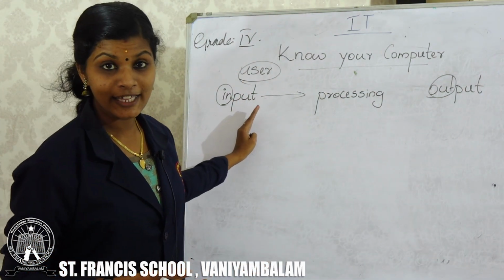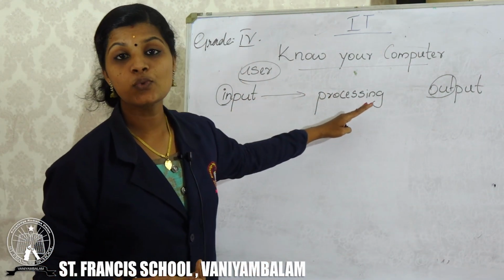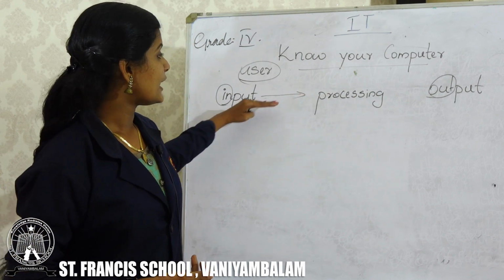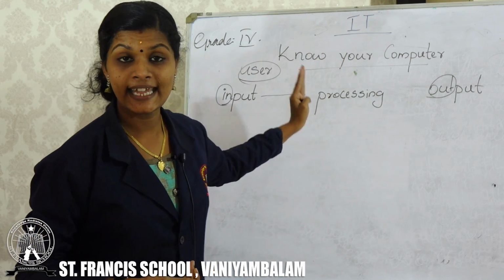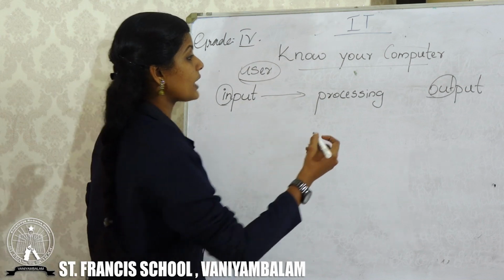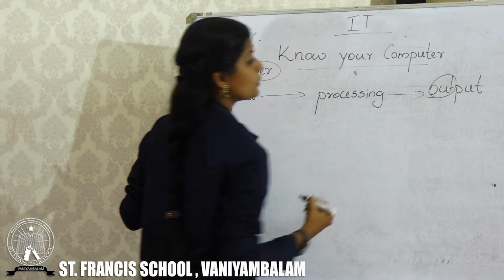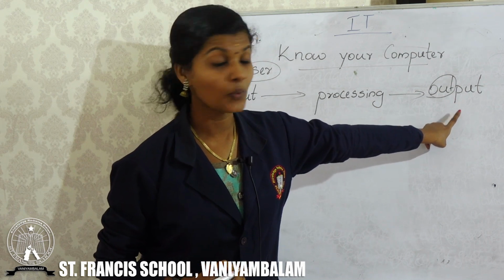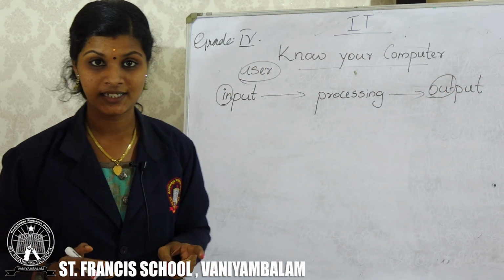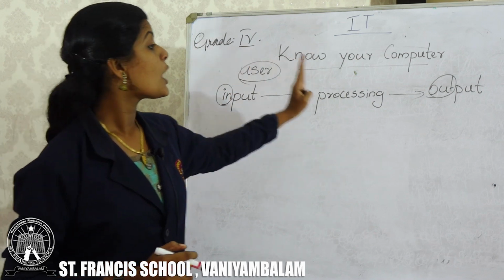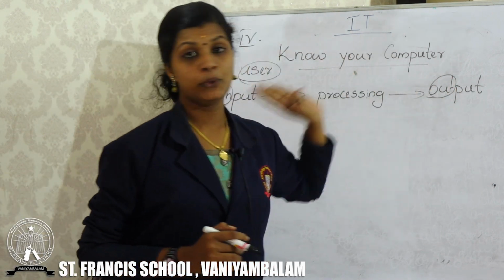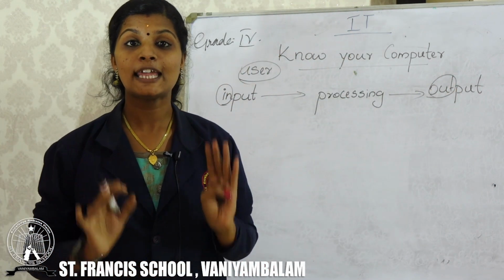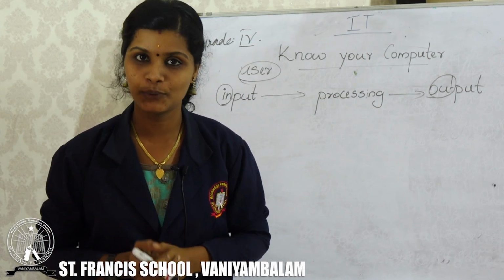Then after input, what happens? It will be processed. The input, or the data, will be processed. And what is the last one? We will get our result, that is known as output. So once again, input, processing, output. These are the 3 steps involved in the working of a computer.